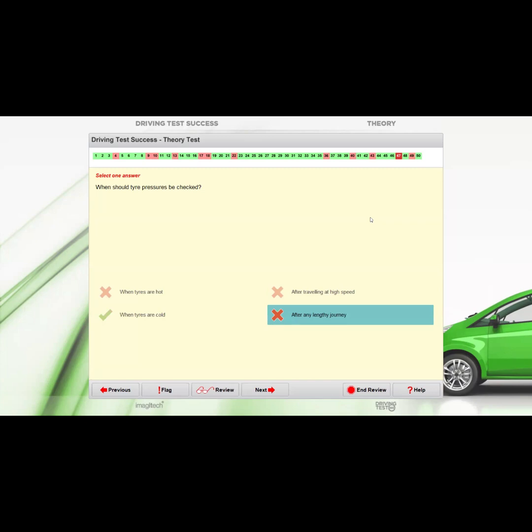When should your tire pressures be checked? If you're going to go out somewhere for a bit of a drive, you should always check them. You're not wrong about after a lengthy journey, but before a lengthy journey would be a better answer. But the reason why they've said cold is quite simply this: rubber tires expand with heat. If you take a reading after a long journey, they're too warm and it'll give you a wrong reading because they'll have expanded too much.